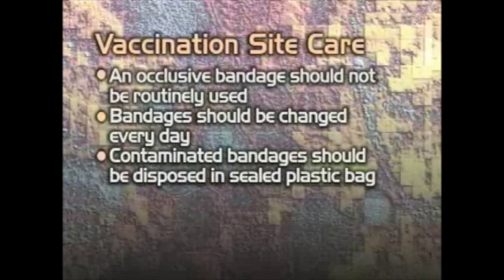An occlusive bandage should not be routinely used because maceration of the site might occur. Bandages used to cover the vaccination site should be changed every day to prevent maceration of the vaccination site caused by fluid buildup. Contaminated bandages should be disposed of in a manner that would prevent others from coming into direct contact with them. This may be done by placing the dressings in a sealed plastic bag before disposal in the trash. The site scab should also be appropriately disposed of after it has fallen off.